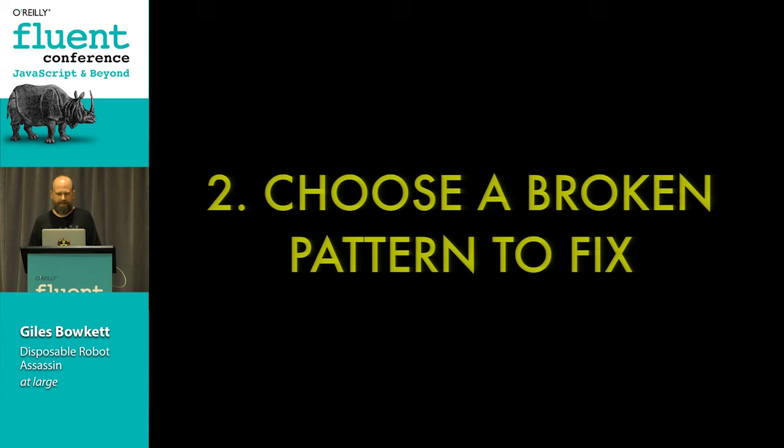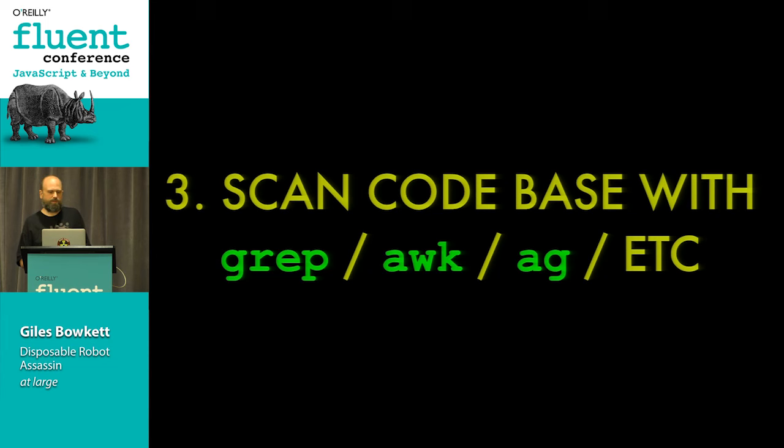Once you've done that, you then want to scan your code base. I use the Unix command line quite a lot. I know there are IDE approaches to this, but for me it would be grep or awk or ag, one of these command line tools. And what you're simply looking for is instances of the pattern. And what you'll probably find is if you say, I've got this one pattern, I'm going to eliminate this one pattern and squash it down, you'll actually find that there are a lot of permutations of the pattern.